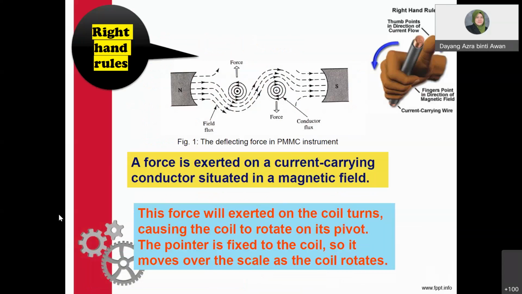Try to remember the figure of the deflecting force. The deflecting force follows what we call the right-hand rule, which you will learn in circuit theory later. When you follow the right-hand rule, your thumb points in the direction of current flow, and your fingers point in the direction of the magnetic field, where your middle is your current-carrying wire, as you can see here. In this figure, we have north to south. Every deflection instrument has a magnet, so we have a north magnet and also a south magnet.